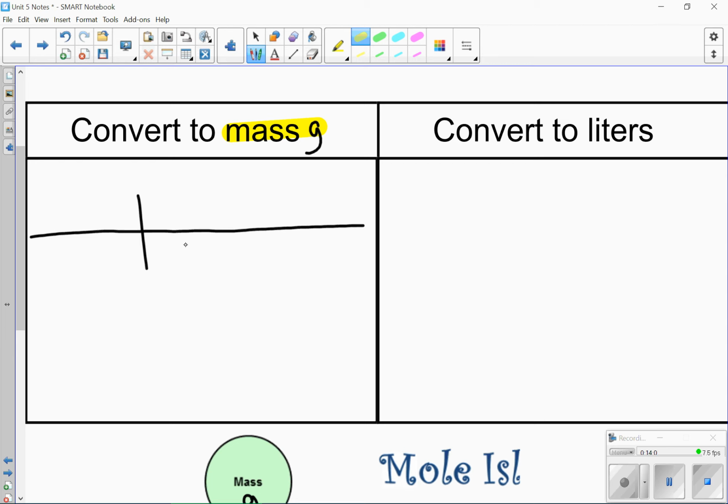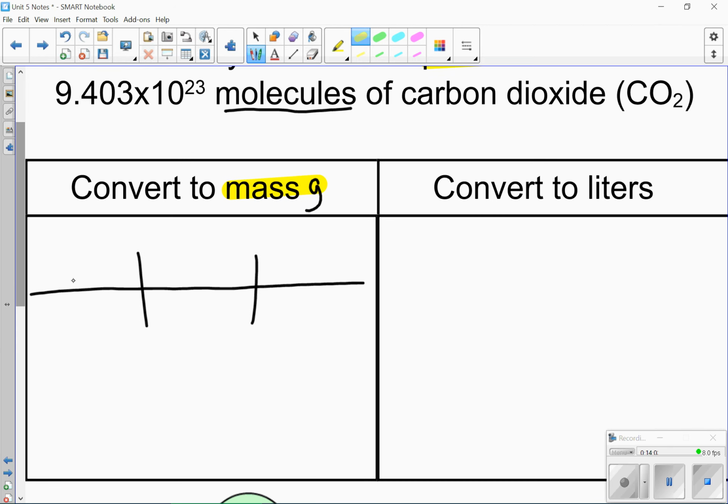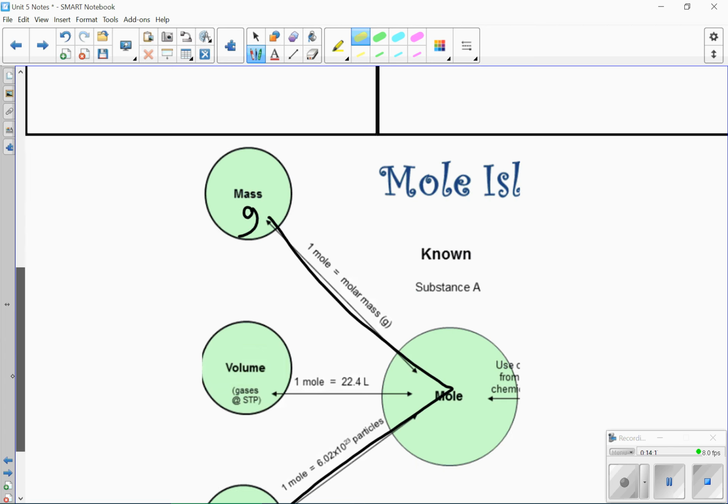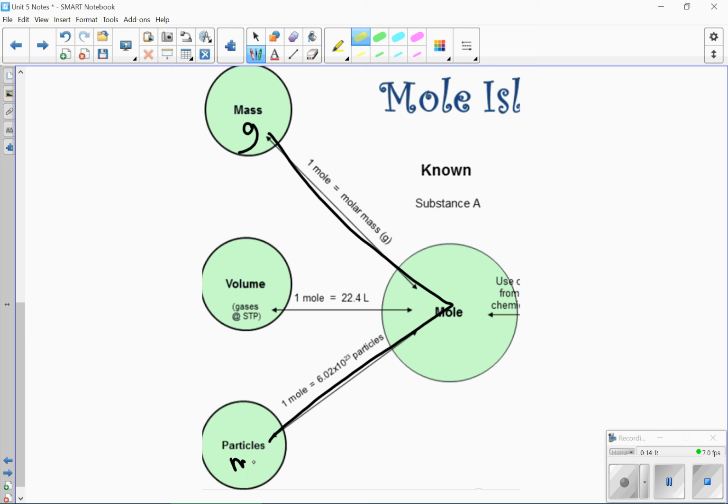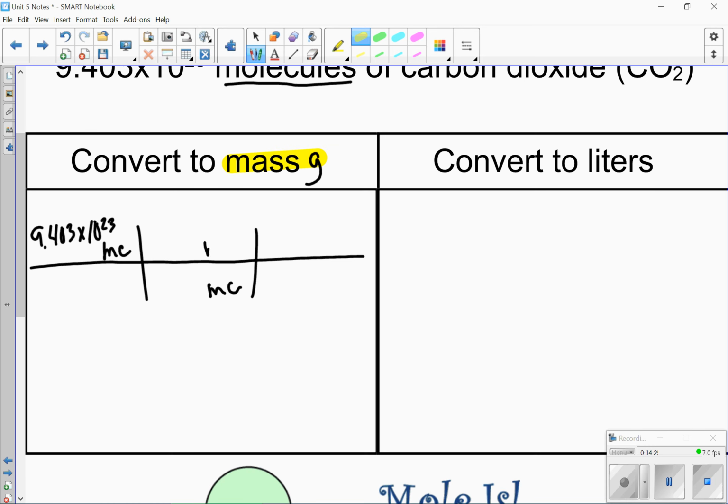So let's set those up. Start with what they give me. So I have 9.403 times 10 to the 23rd molecules. No naked numbers. Make sure you got your units. Because now I know molecules up, molecules down. From this molecule down here on Particle Island, the only place that I can go is by making this journey to moles. That becomes the next unit that you put here. Moles up then, moles down.